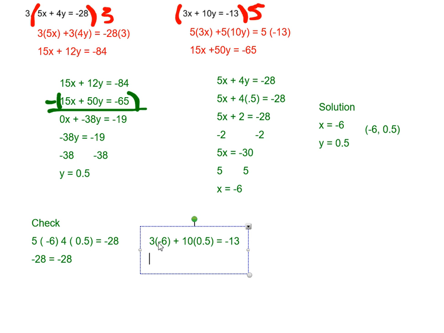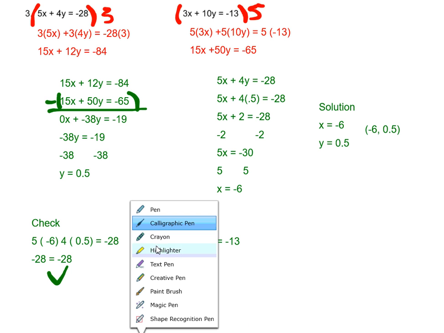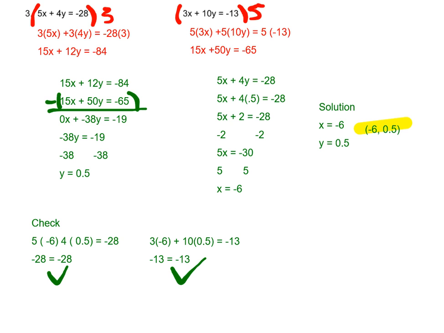So I have negative 18 plus 5, so I will get negative 13 is equal to negative 13 when I type this in my calculator. That tells me that my solutions have been verified, and this is the solution that I was looking for.